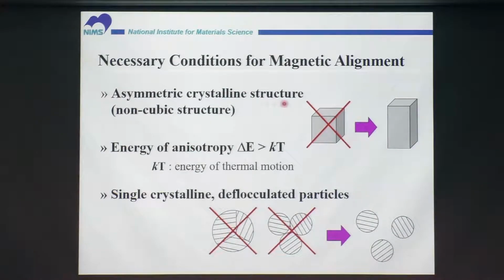The important points: the crystal must have an asymmetric crystalline structure, because if the material has a cubic structure, it doesn't have an easy magnetization axis, so orientation is difficult. Also, the energy of anisotropy must be higher than the energy of thermal motion, otherwise the particle will be redispersed even when applying the magnetic field. And one more important thing is that each particle should be single crystalline and completely deflocculated, like that. If the particle has many crystallites in one particle, it is difficult to define the direction of the orientation.